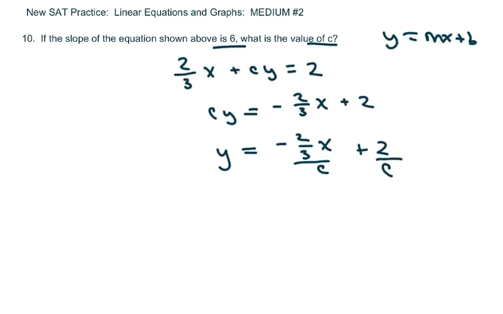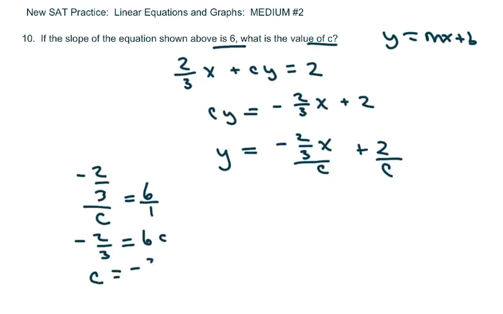So we know that the slope of the equation is 6. So we know that negative 2/3 over c has to equal 6. So I'm going to cross multiply, and I get negative 2/3 equals 6c. Just put that over 1 and cross multiply. Then you can divide both sides by 6 and you get c equals negative 2/3 times 1/6 equals negative 1/9. So the value of c is negative 1/9.